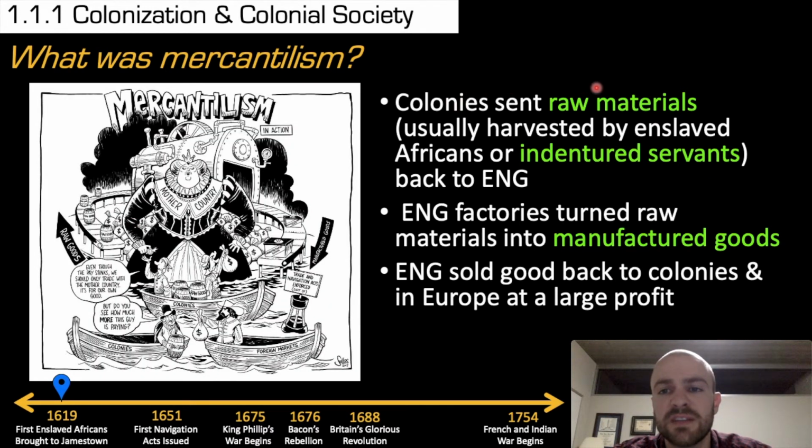So the colonies sent raw materials, usually harvested by enslaved Africans or indentured servants. I had a couple of you reach out to me and ask what an indentured servant is. An indenture is a contract that was signed by poor Europeans that couldn't afford the trip across the Atlantic Ocean to the colonies.